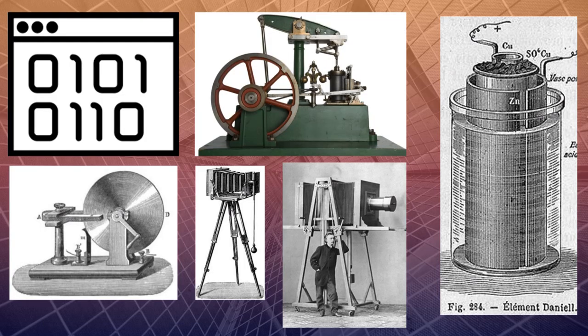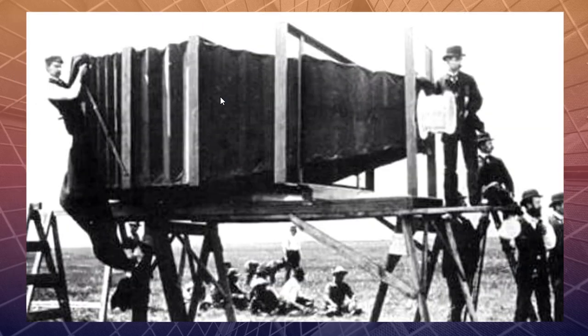Other things that were invented before the 1900s were the binary number system, and then we also have the steam engine and the battery. Also, the electric generator by Michael Faraday, 1820, and the modern photograph by Joseph Nicéphore Niépce in 1827. So it's this big.